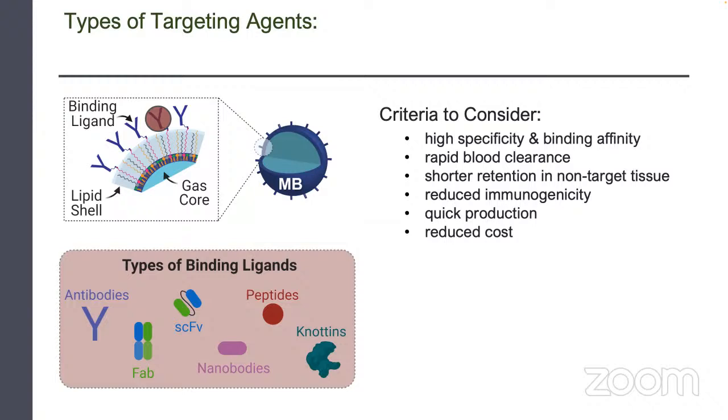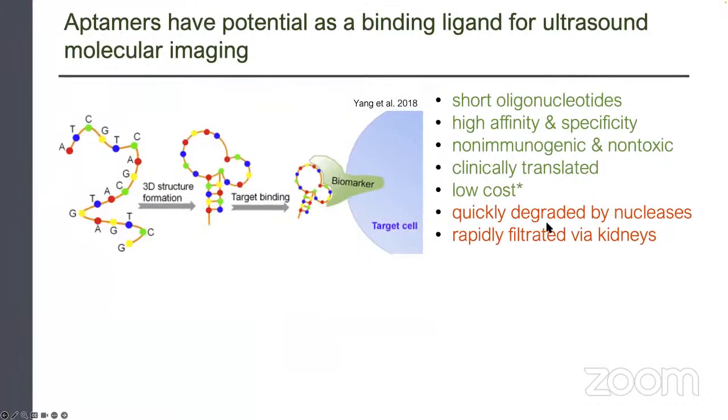So we want to know if there are some other binding ligands that we could make use of that had this high binding specificity and affinity, but were quick and easy to produce and had a reduced cost. So this led us down the road to these things called aptamers. Now, aptamers are short oligonucleotides that can be made out of DNA or RNA. And what they do is they fold into these 3D structures. And these have a high affinity and specificity for certain targets. And so you can select them just like you would with an antibody.